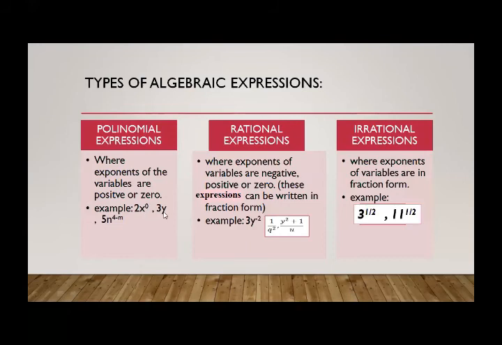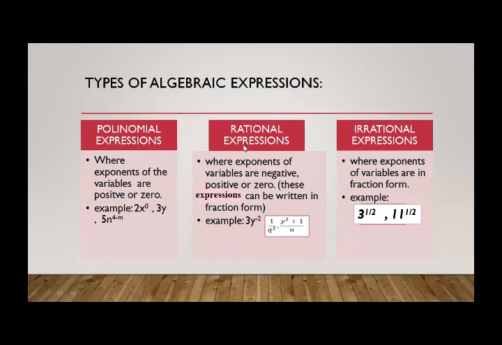According to its example, we have 2x naught. x naught means x naught is equal to 1. We have a clear understanding, and when we multiply 2 by 1, we get the answer 2. Then 3y, its exponent is 1, and then 5n raised to 4 minus m.